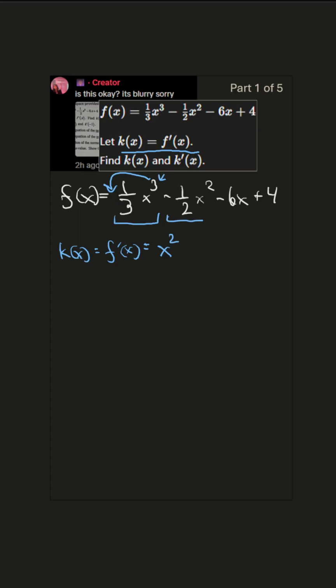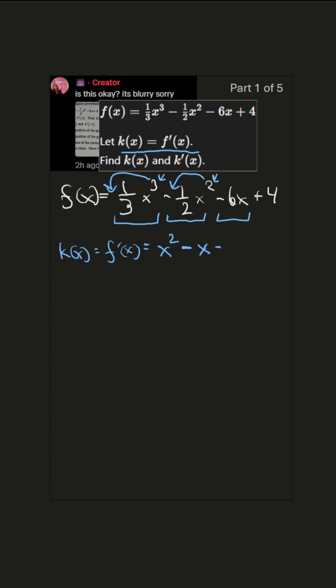The next term, negative 1/2 x squared. So once again, we bring the power out in front. 2 times 1/2 is 2 over 2, which equals 1. X. And then we reduce this power down to 1. So that'll just be x.